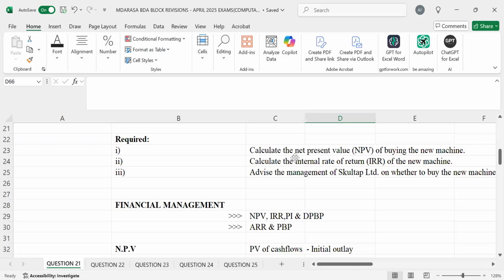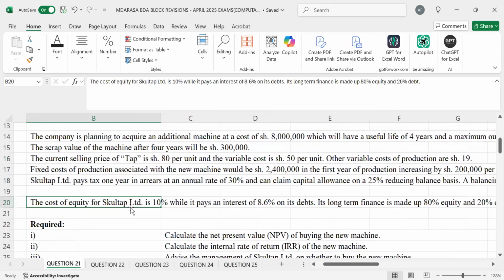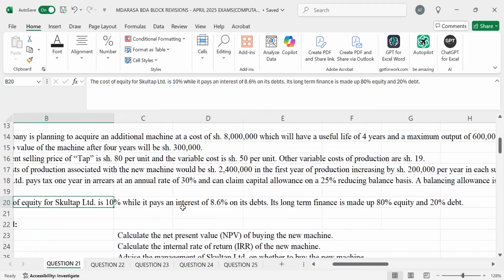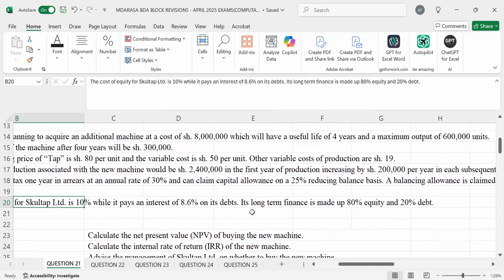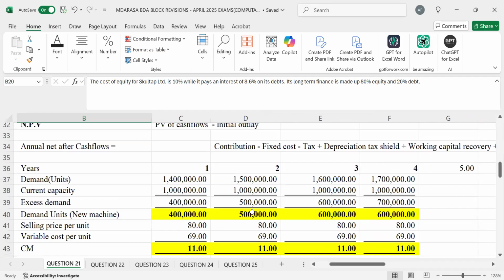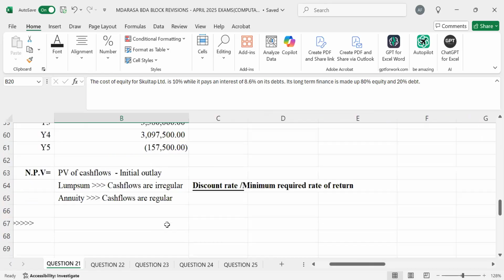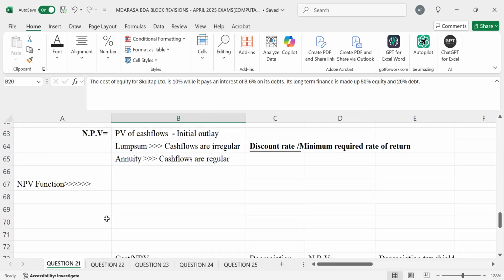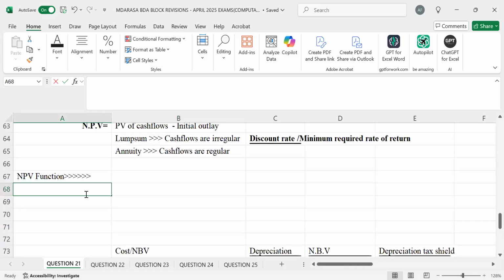No, he has given us a lead, and this lead is in this note: that the cost of equity for the company is 10%, while it pays an interest rate of 8.6% on its debts. Its long-term finance is made up of 80% equity and 20% debt. So at this point, it takes us back to what we did some time back, the concept of WACC, the weighted average cost of capital.